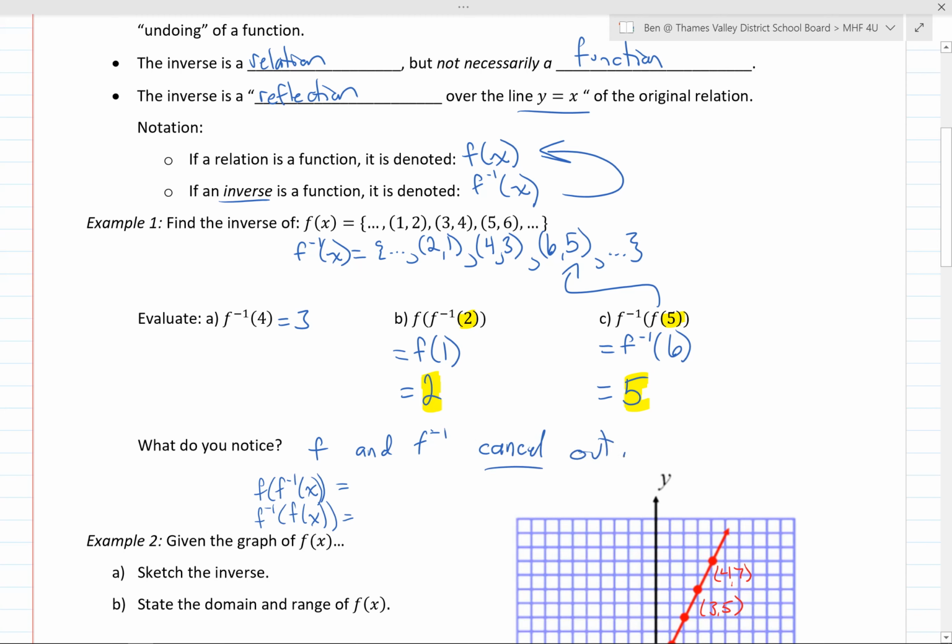Which kind of makes sense if we think about it. A function and all of its opposite operations should cancel each other out because of the way an inverse function is built. So that means f at negative 1 of x equals x. And that means f negative 1 of f at x equals x. Either way, either time, f and f negative 1 will cancel one another out.